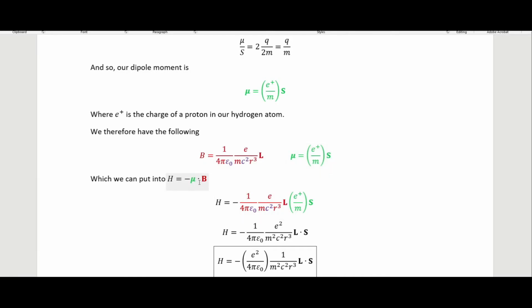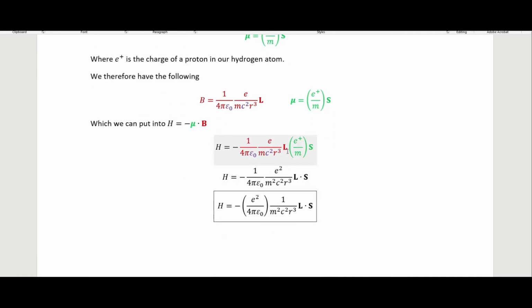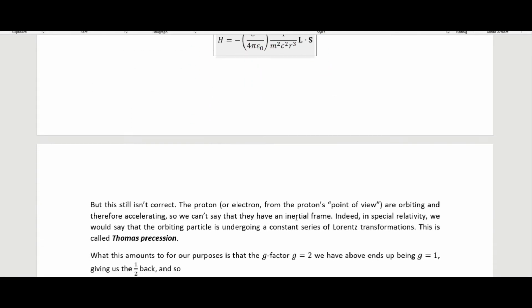So we want to multiply those, or take the dot product of them, and we put the minus sign there. So we put this together, and then we have this L and we have this S here, so we have this as our energy, the L dot S there. So this is the electrostatic potential here. We have the 1 over m squared c squared r to the third power here.